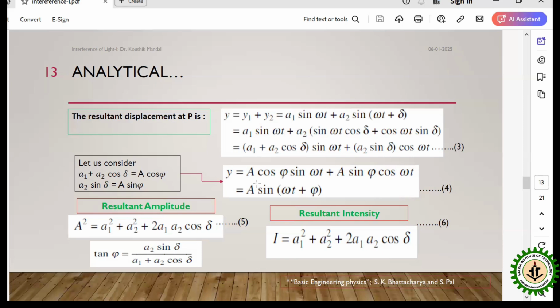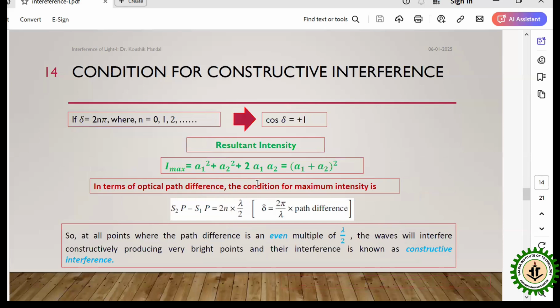So remember this expression. From this you can solve some problems related to interference due to division of wavefront. So next, what will come? We have already witnessed that there are some bright spots and dark spots on the screen due to the interference. So what is the condition? We need to get this.